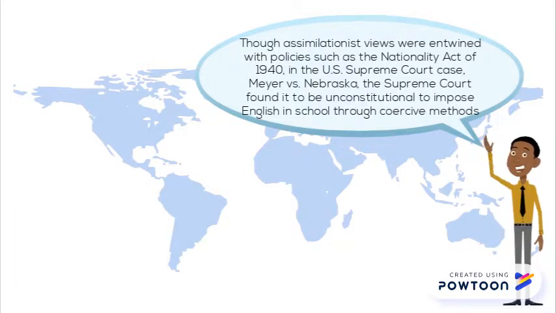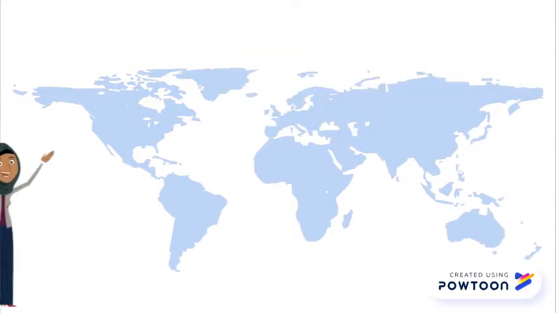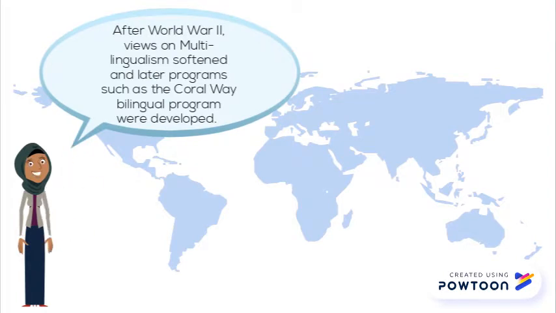Though assimilationist views were entwined with policies such as the Nationality Act of 1940, in the U.S. Supreme Court case Meyer v. Nebraska, the Supreme Court found it to be unconstitutional to impose English in school through coercive methods. After World War II, views on multilingualism softened, and later programs such as the Coral Way bilingual program were developed.